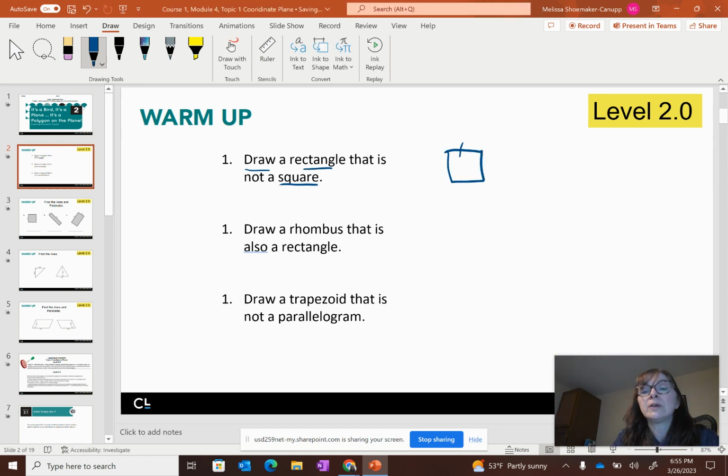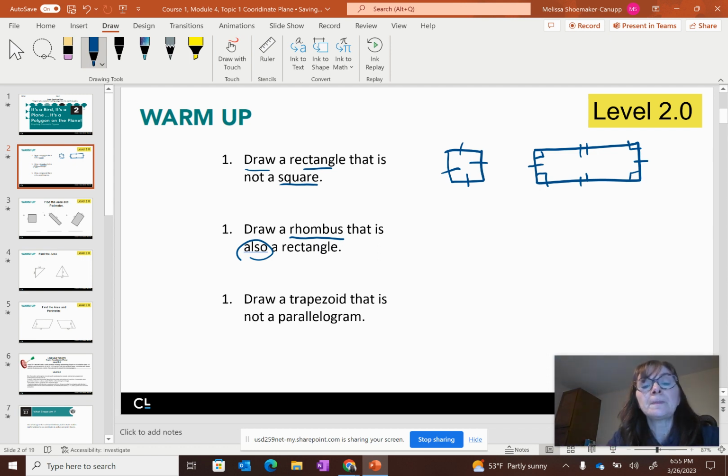Remember, the square, all sides are the same. That's what that little hash mark means. It is also considered a rectangle. But what makes it a rectangle is this side's the same as this side in length. This side is the same as this side in length. And there are 4 right corners. Draw a rhombus that is also a rectangle.